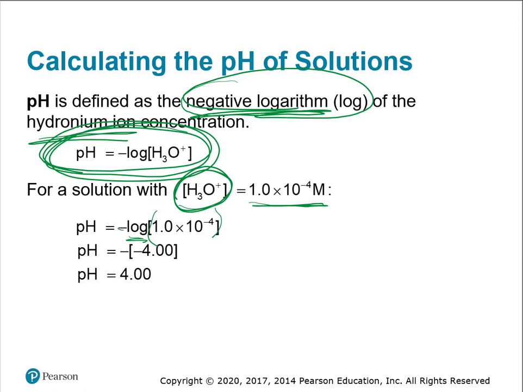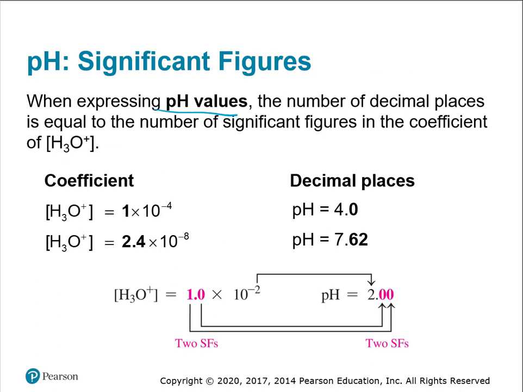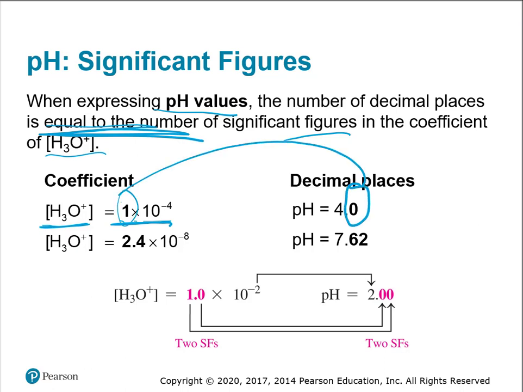If that is confusing, try just typing in the log of 1 times 10 to the negative 4, and that would tell you negative 4. And then we'd just bring down that opposite. The opposite of negative 4 is 4. When we express pH values, the number of decimal places is equal to the number of significant figures in the coefficient of that hydronium ion concentration. For example, if my hydronium ion concentration was 1 times 10 to the negative 4, and I typed it into my calculator, I would have 1 digit after that decimal. My calculator would spit out 4, so I would say 4.0.